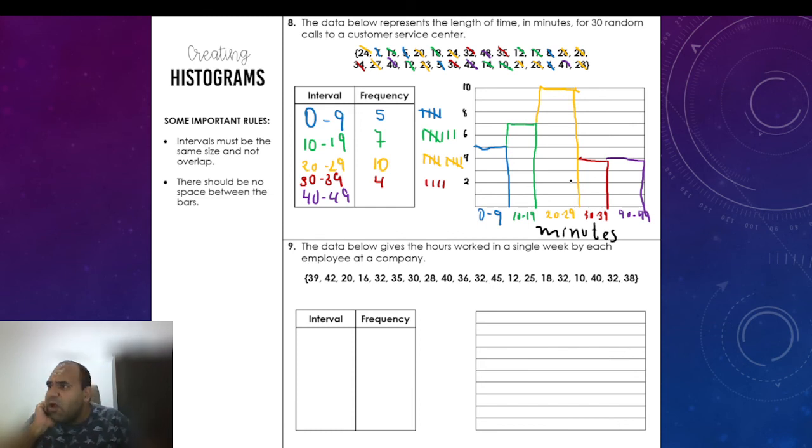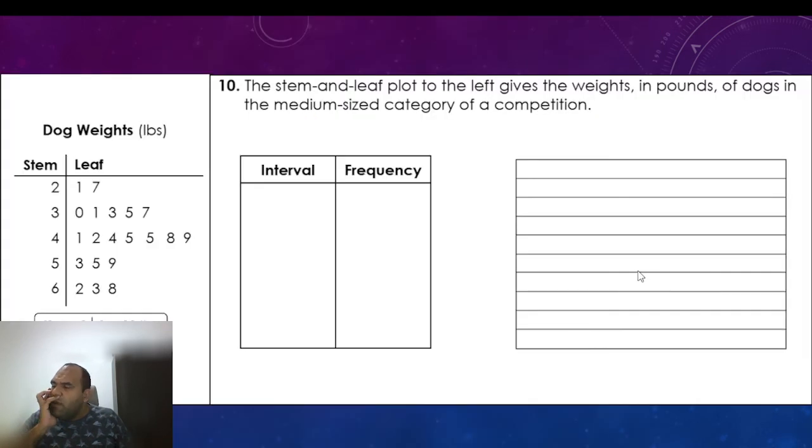Okay, we got the information over here. The second one, guys, is up to you. Work on this, do it yourself. It's easy. If you need the answer key, I'll send it to you. Here is more work with stem and leaf.